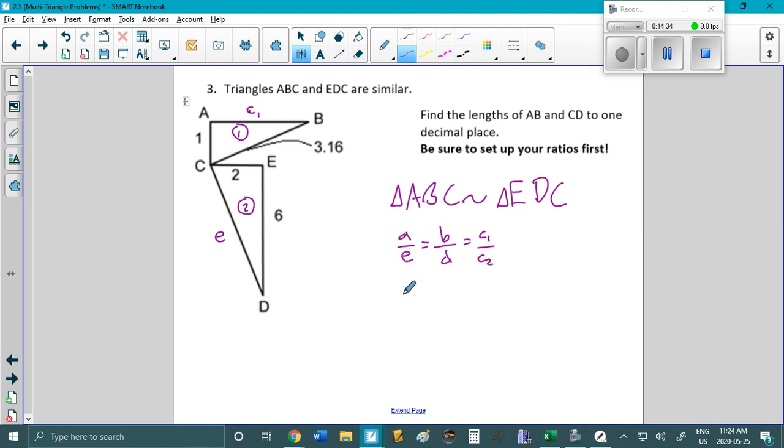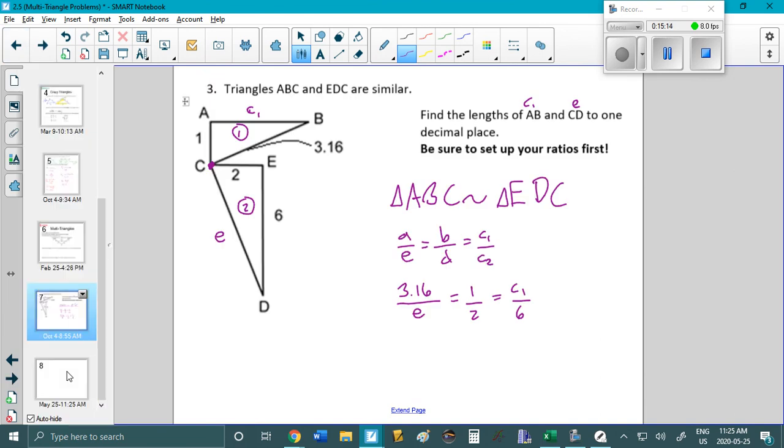You plug everything in. So A is 3.16. Little e we don't know. Little b is 1. Little d is 2. C1 we don't know. And C2, I go from C, which is here. So in triangle 2, it's 6. And then you just solve for these two here. And AB is what we're going to call C1, and CD is what we'll call little e. I will leave that for you to finish. I did a lot of the question for you already, and that's it.